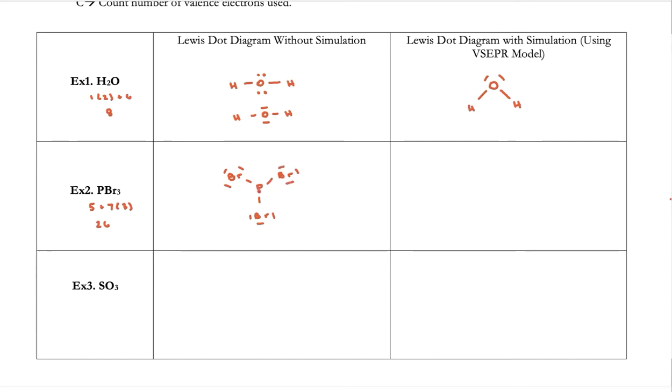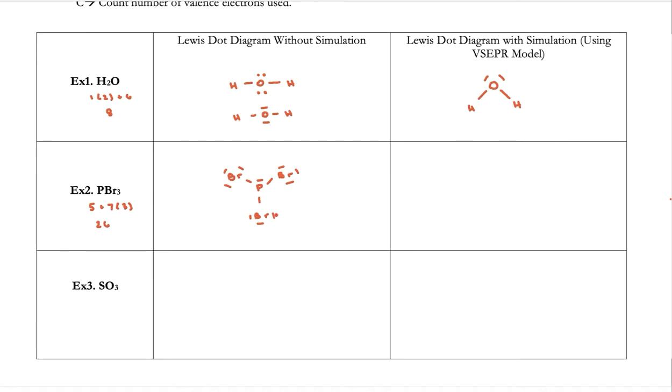Now I look at my central atom. Phosphorus has 2, 4, 6. So I'm going to add 1 lone pair here. All right. Now I need to count again to make sure I'm using the correct number of valence electrons. 2, 4, 6, 8, 10, 12, 14, 16, 18, 20, 22, 24, 26. I'm using the correct number.